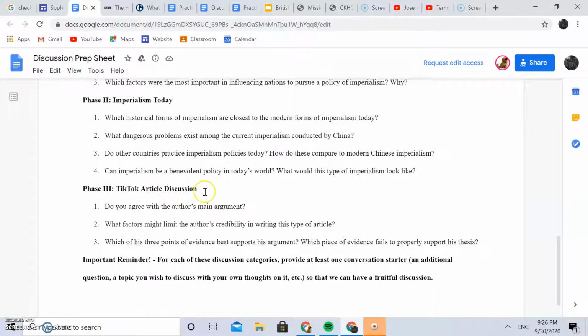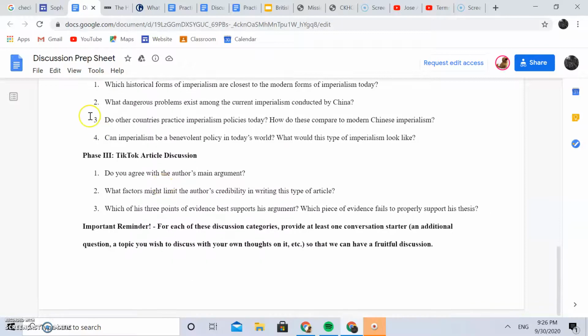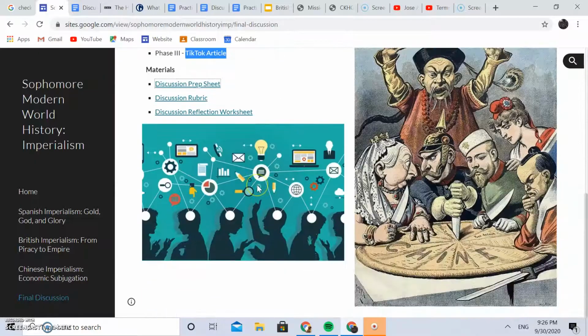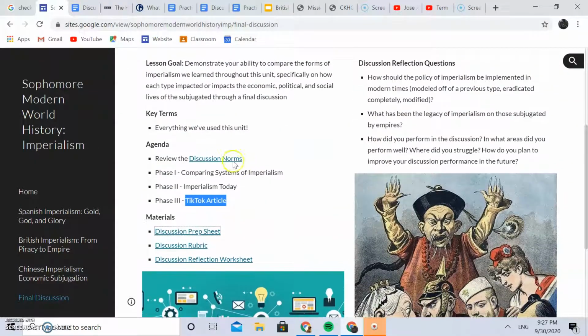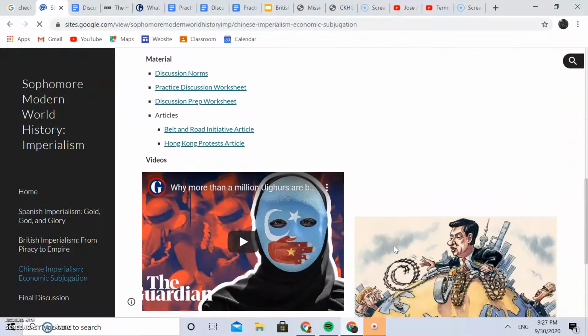And then the TikTok discussion article. I'll actually show you guys the TikTok article I have. Oh, this is kind of bad. I'll make sure to post it in this lesson, but I have it in the previous lesson. I'll probably hyperlink it right here. But I have it right here as well.